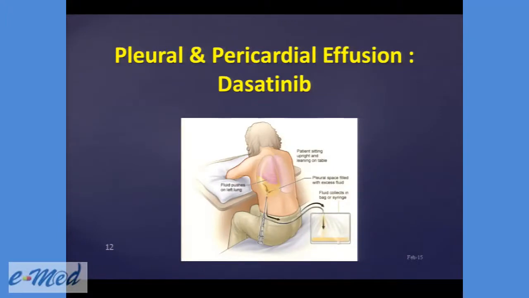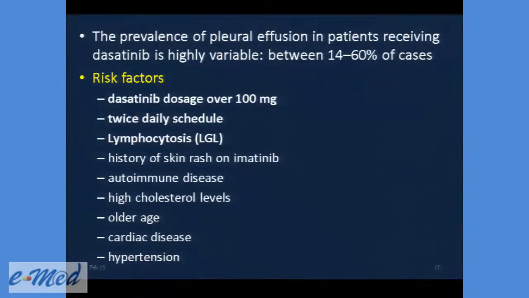The next part of my talk will be dedicated to pleural effusions associated with dasatinib. Dasatinib mainly, but to a lesser extent also bosutinib, has been associated with pleural and pericardial effusions. The prevalence is highly variable but fairly significant, ranging between 14 and 60% of patients taking dasatinib. Several risk factors have been implicated.